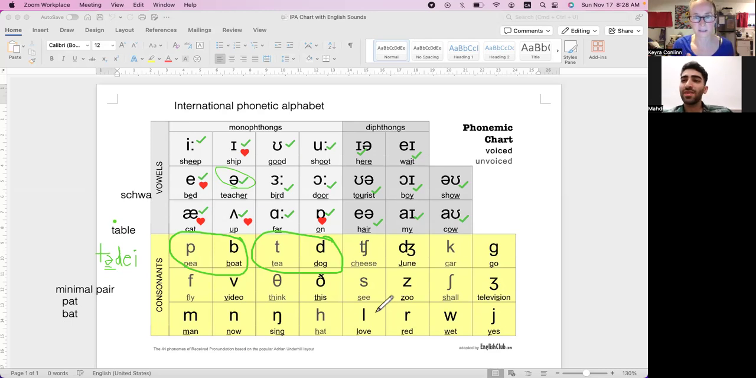Here, a minimal pair would be the words tip and dip. Tip your waiter in North America, and take a dip in the pool. Okay, tip and dip. Tip, dip, tip, dip. We also can have minimal pairs with something at the end of the word.